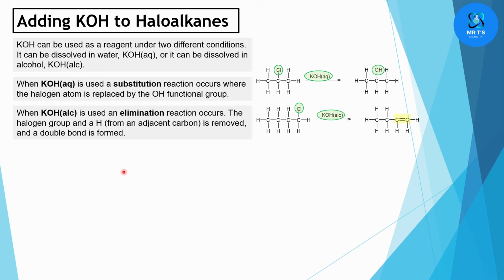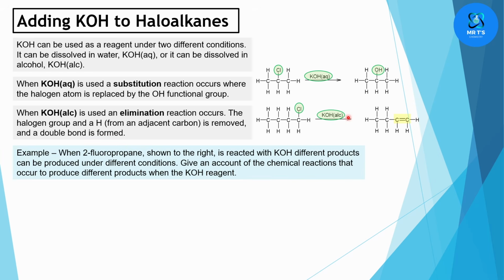And so we have two different types of products. We can either produce an alcohol or we can produce an alkene. The type of question that we have will look like this. Example: 2-fluoropropane is shown on the right. It is reacted with potassium hydroxide. When it's reacted with potassium hydroxide, different products can be produced under different conditions. Give an account of the chemical reactions that occur to produce different products when potassium hydroxide is the reagent.